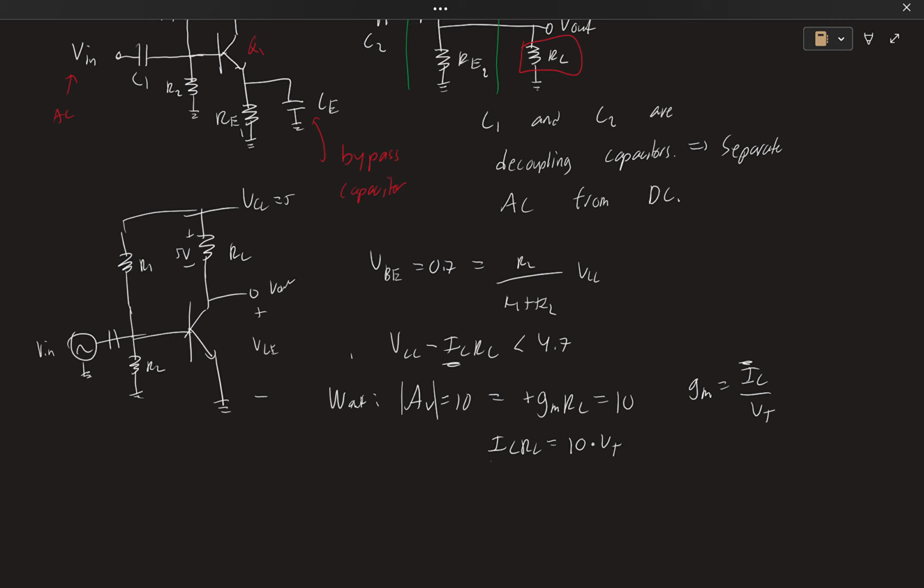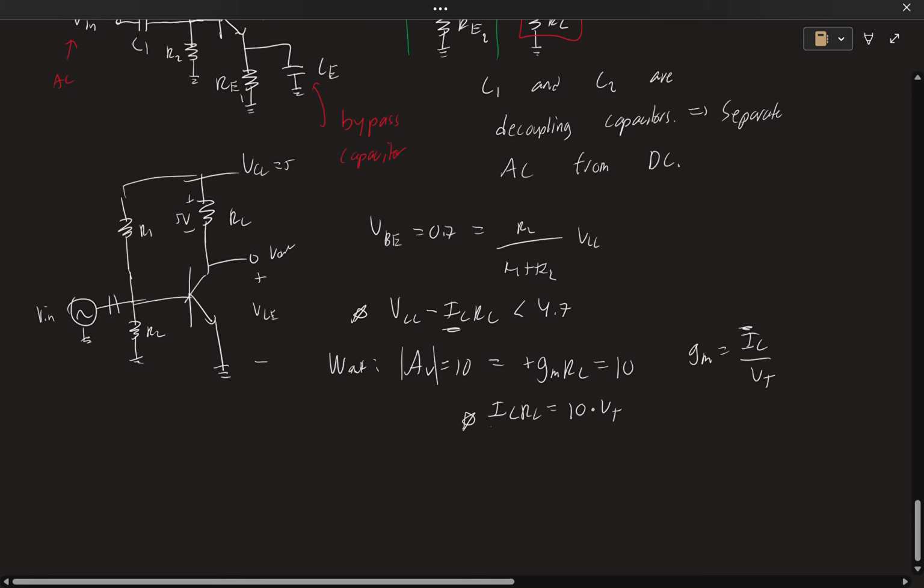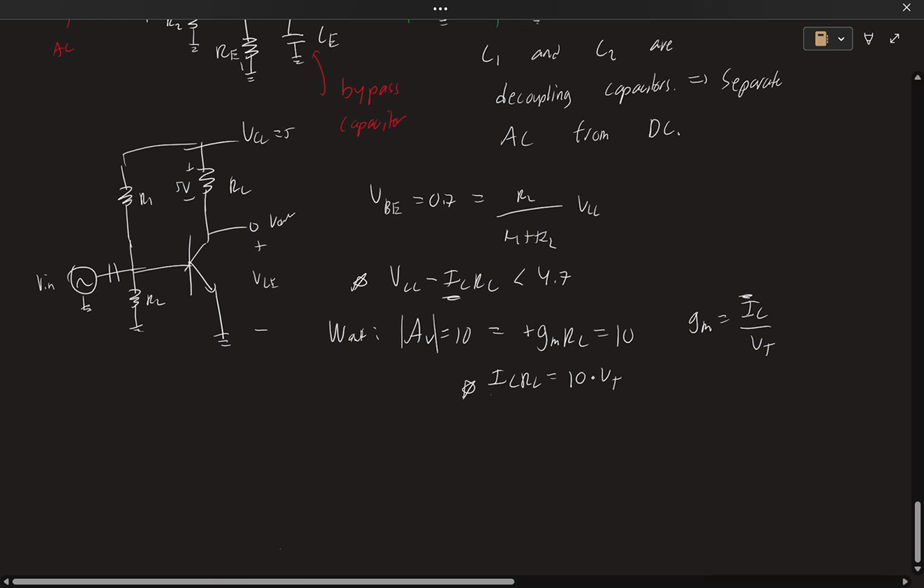So now we have two equations. We have this equation and this equation. Two equations and two unknowns, IC and RC. This equation gives us a relationship for the product of IC and RC, and this gives us an inequality. So there are going to be numerous solutions to IC and RC that satisfy these two. We're going to have a whole plane of solutions, because we have this inequality here. In other words, we're going to have an infinite number of solutions for IC and RC that satisfy this.